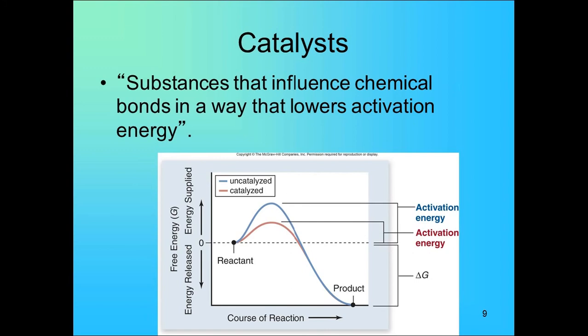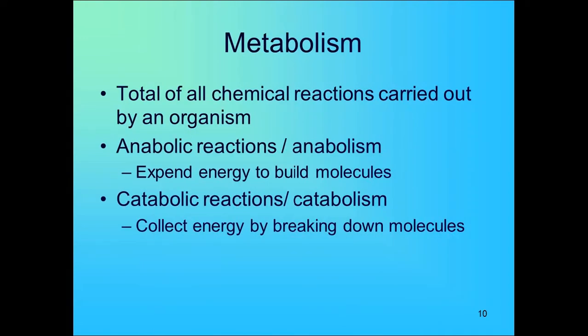If you look at the screen, the red line is the activation energy of a catalyzed substance. If you look at the blue line, that's the uncatalyzed line. So you can see that by the addition of an enzyme, that activation energy decreases and more product is made more quickly.